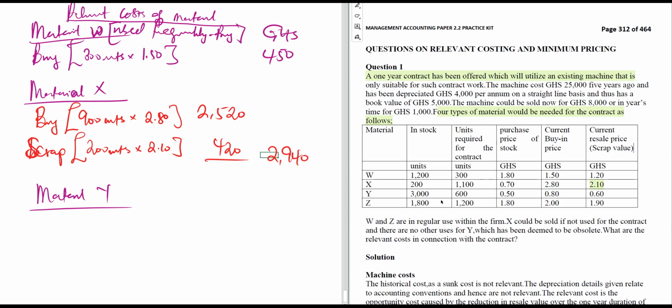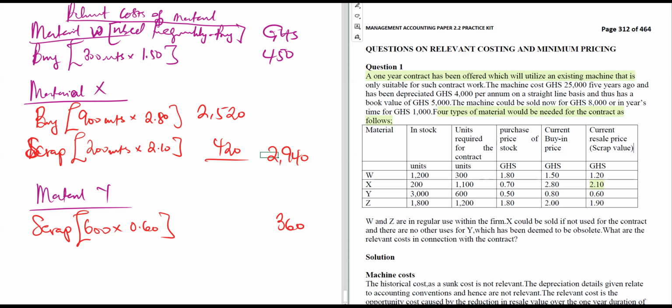Since Y, how many did we need? 600. Do we have some in stock? Yes, we have 3,000 in stock, which can still be scrapped, right? Yes, we are foregoing the scrap. So that 600 we need could have been scrapped at 60 pesos. So we have 360. Make sense?